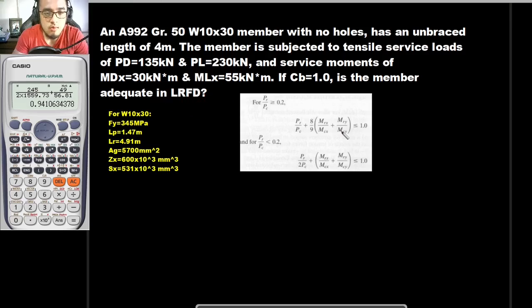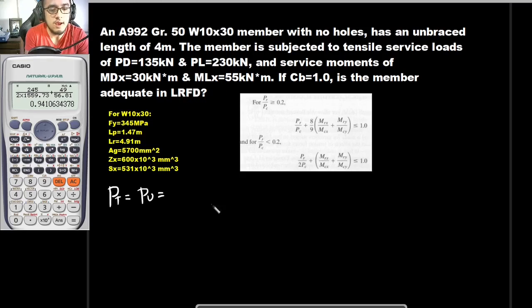So once again, we would be making use of these equations right here. But first, we must check our value for PR over PC if it is less than or equal to 0.2, so that we would know on what formula we would be using here. So our PR right here is equal to PU, since PU is what we would be needing if we are to solve for its interaction formula using LRFD.